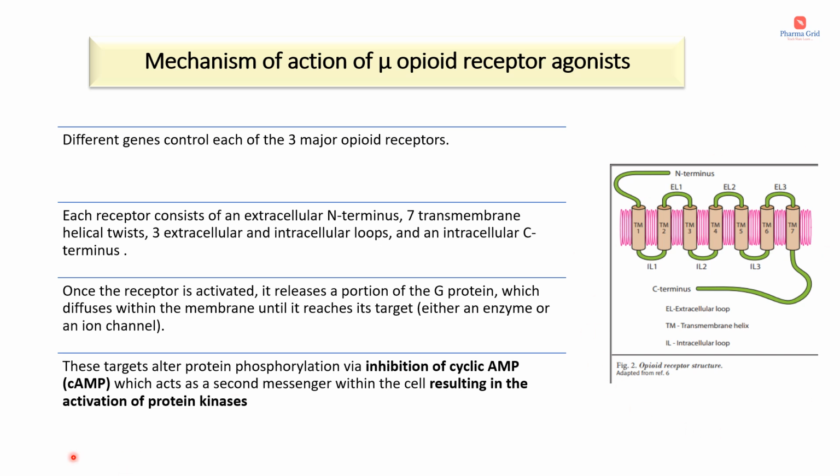Once the receptor is activated, it releases a portion of the G protein, which diffuses within the membrane until it reaches its targets, and this target can be either an enzyme or an ion channel. So what will these targets do? These targets alter protein phosphorylation via inhibition of cyclic AMP. Cyclic AMP acts as a secondary messenger within the cell, resulting in the activation of protein kinases.